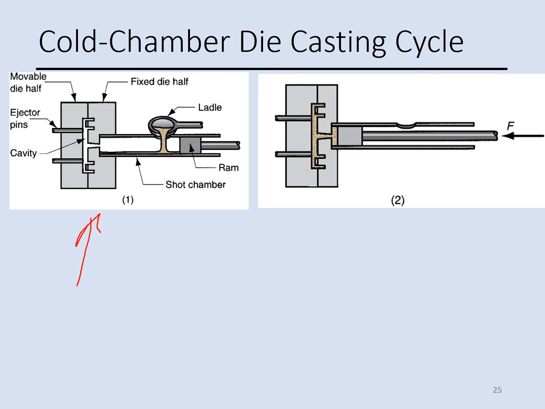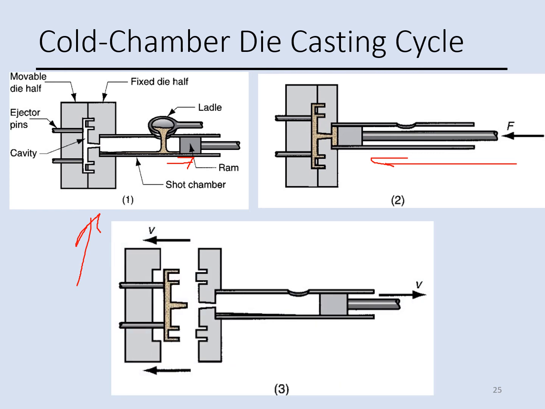As you see, the die is closed and the ram is withdrawn all the way to the right. The molten metal is poured into the chamber. Then the ram forces metal to the left to flow the liquid toward the die, and then it will keep that pressure. So the pressure is going to be maintained. Then the metal is going to solidify. The ram is withdrawn in this process. In step 3, the die is open, and then we have the part ejected from the die.